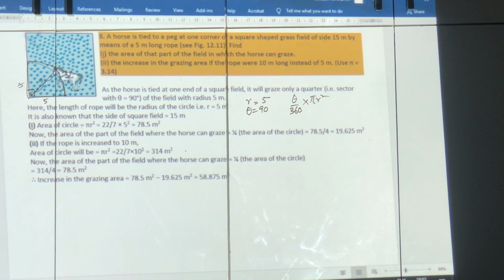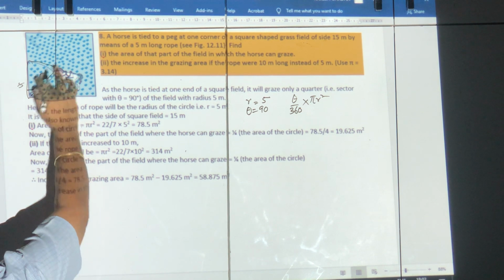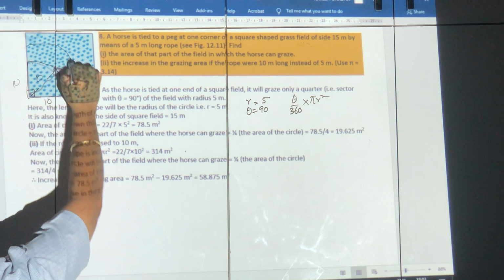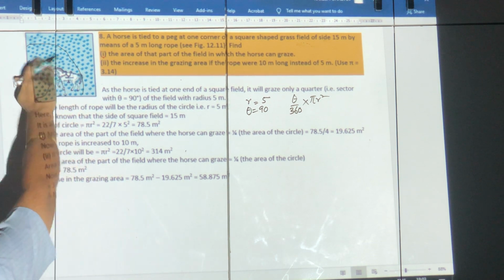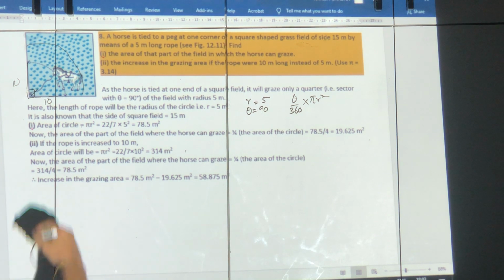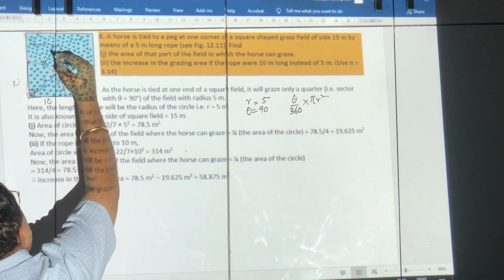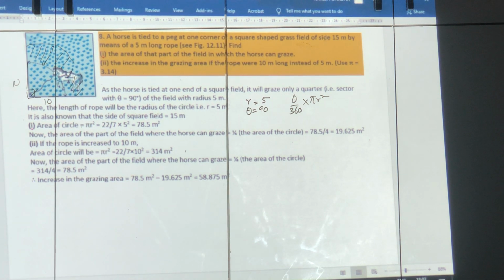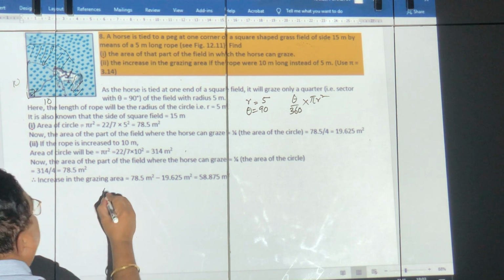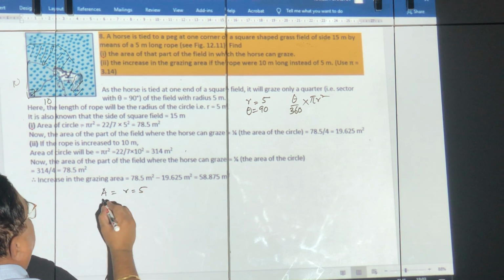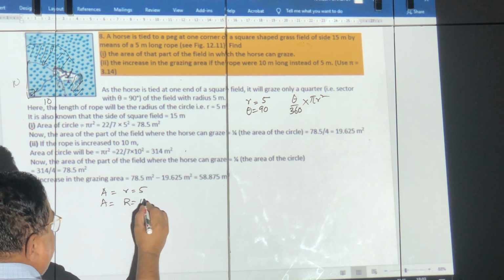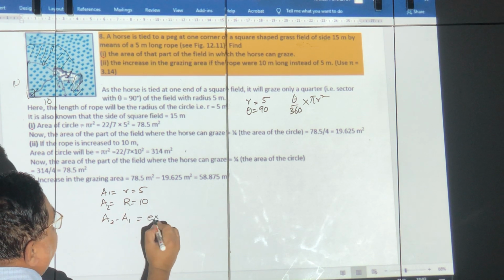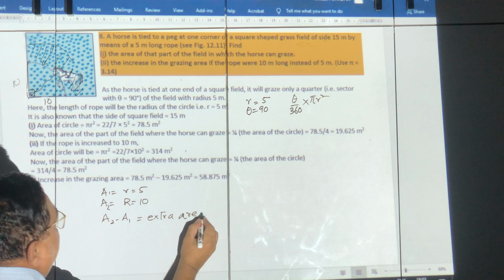Now we make the rope 10 meters, suppose. Now I make the rope bigger. Of course, my horse will eat a bigger area now. Okay, how much is the increase? They don't want that area. They want the area of increase, my friends. Be careful. Don't find that all. So first find the area with radius 5. Then find the area with radius 10 and subtract the areas. That is the extra area. Don't forget, my friends.